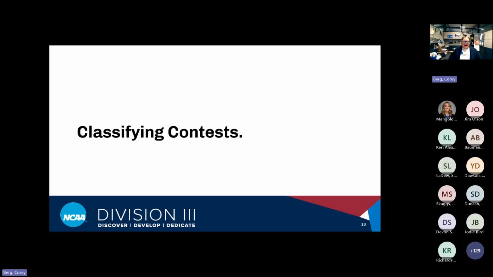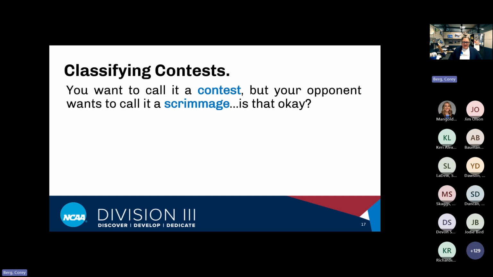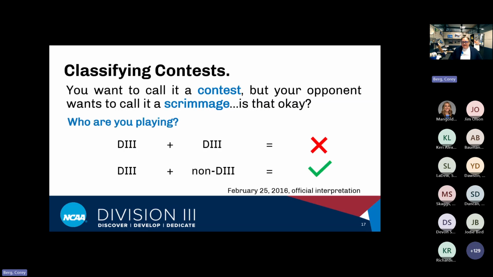All right, last topic. We are going to talk about classifying contests. And we're going to start with a really common question that we get a lot in RSRO. Your Division III institution or your team wants to call it a contest, but whoever you're playing against doesn't want to have it count towards their win-loss record. They want to call it a scrimmage. Is that okay? And the answer is, it depends on who you're playing.